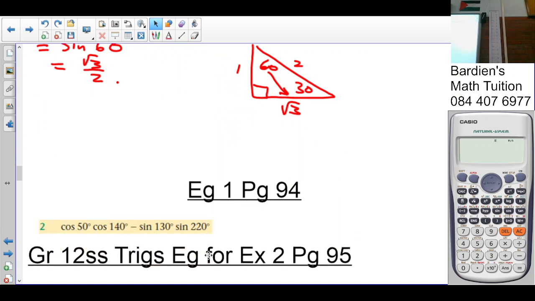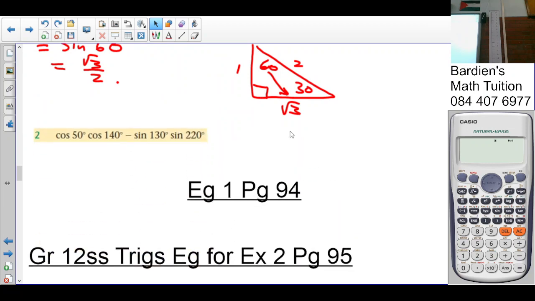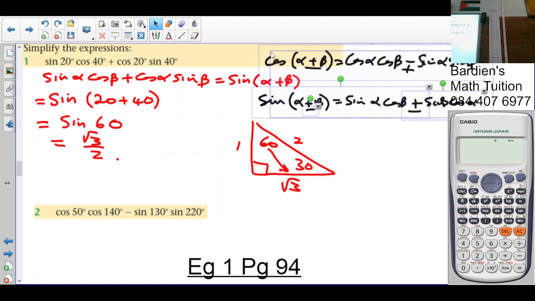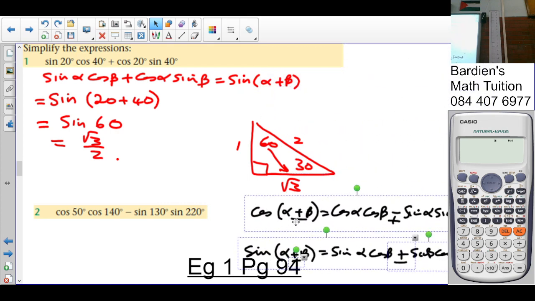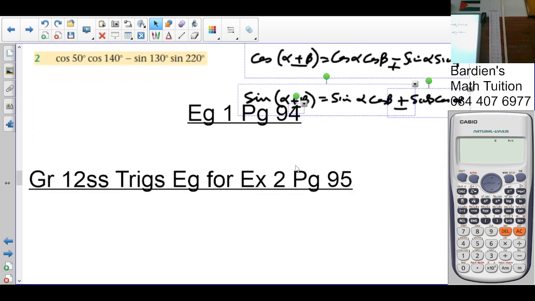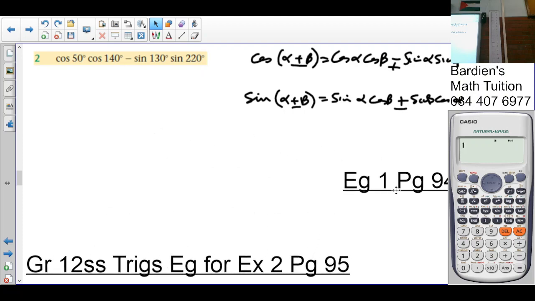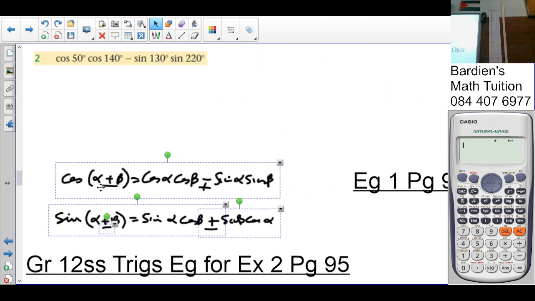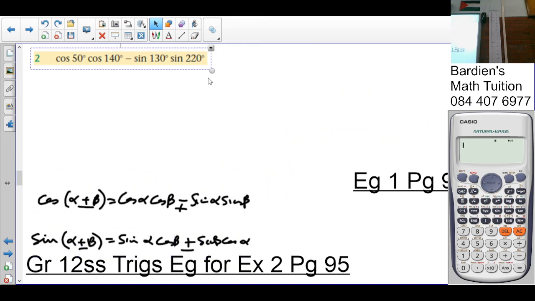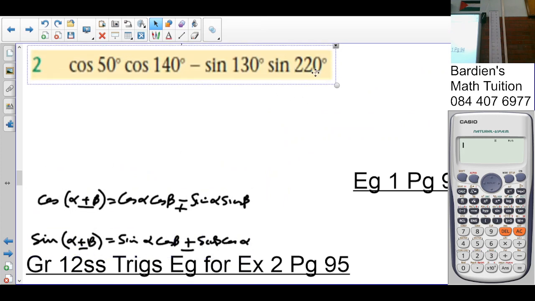This is still part of the example on page 94. Let's pull this down here. So what do we see here? Here we have cos 50, cos 140 degrees. Then we have minus sine 130, sine 220 degrees.